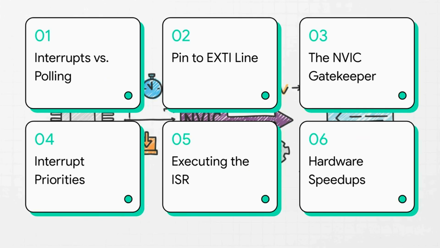All right, here's our game plan. We're going to follow a signal step by step on its journey. We'll start with why we even need interrupts in the first place. Then we'll see how that signal gets from a pin to the external interrupt controller, the EXTI. After that, we'll meet the NVIC, which is kind of like the CPU's bouncer. We'll get into the nitty-gritty of priorities, see how your handler code actually gets to run. And finally, we'll look at some of the really cool hardware magic that makes this whole thing ridiculously fast.